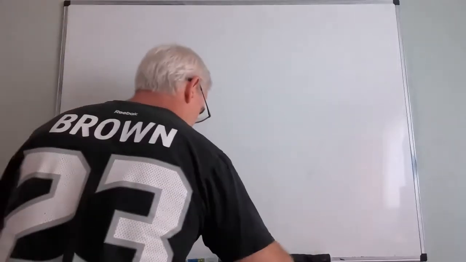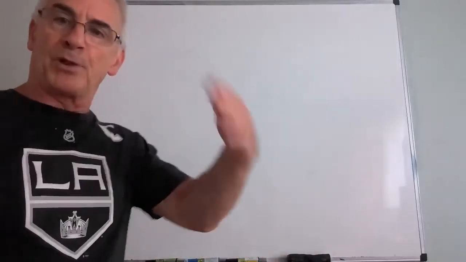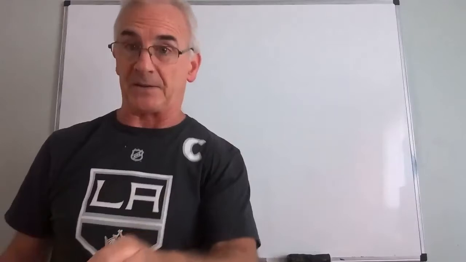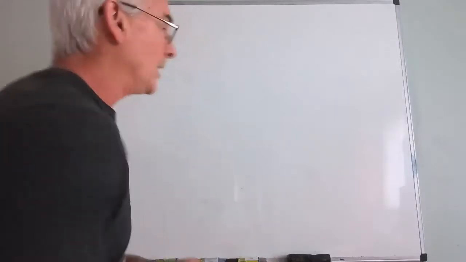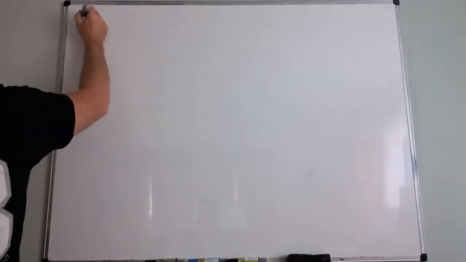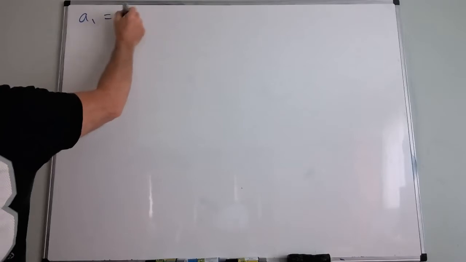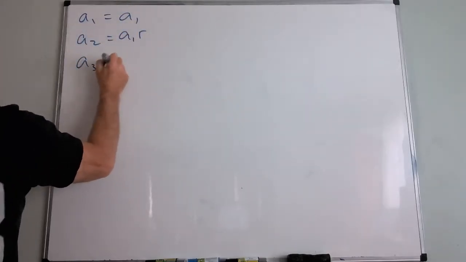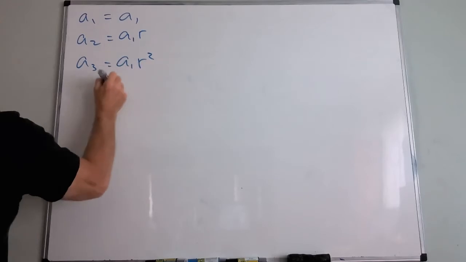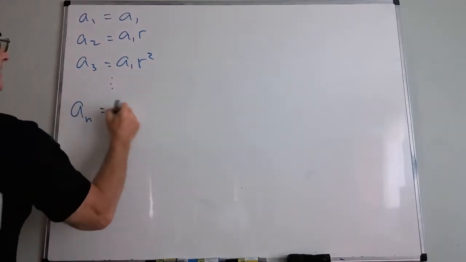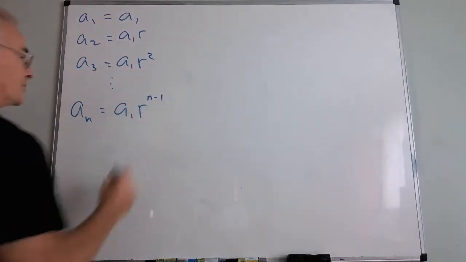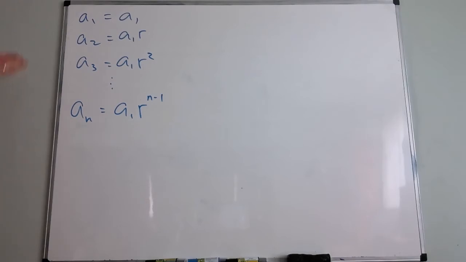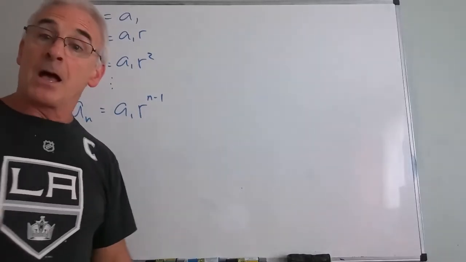So remember what geometric means. Geometric means I'm multiplying by the same value, or consecutive terms have the same ratio. So in a geometric series, I have A1, and then A2 is A1 times R. And then A3 was A1 times R squared. And then eventually the nth term is A1 times R to the n minus 1. You guys told me this yesterday. Do you remember that? So these are the terms of a geometric sequence. I used like 2, 6, 18.